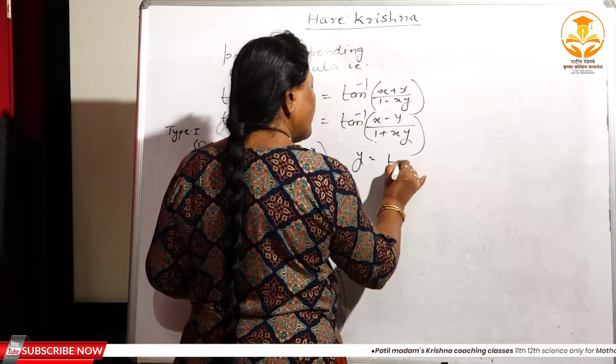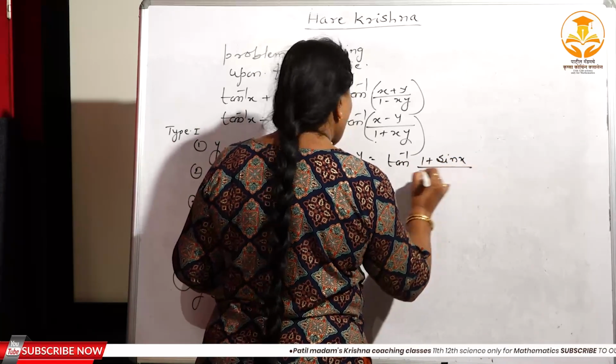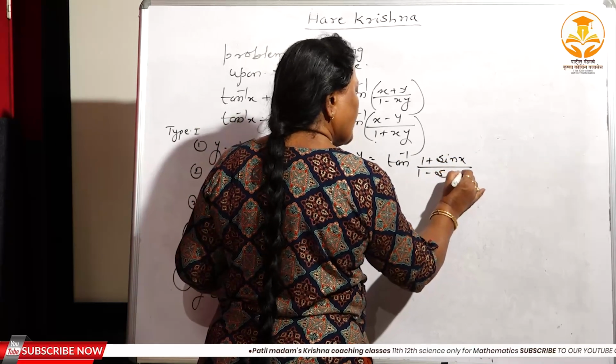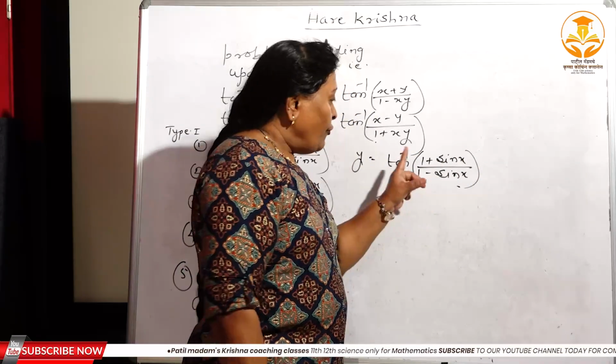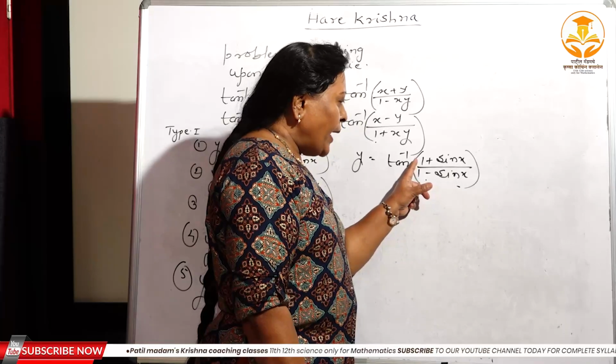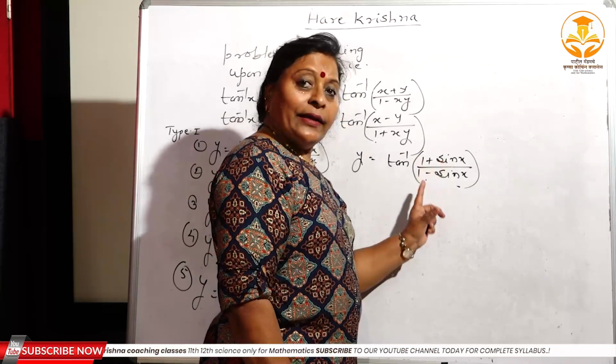y is equal to tan inverse of 1 plus sin x divided by 1 minus sin x. You can also construct so many problems yourself, isn't it? Now see what is strictly there. Whatever the terms added, which two terms are added? 1 plus sin x. What does their multiplication come to? 1 into sin x, that is sin x.